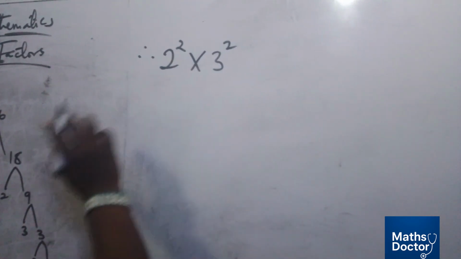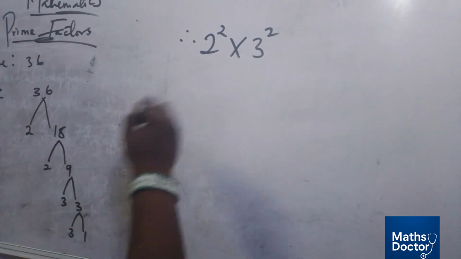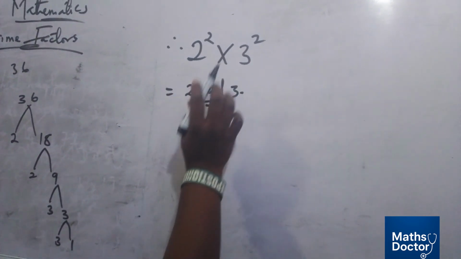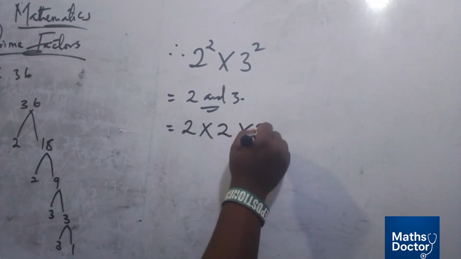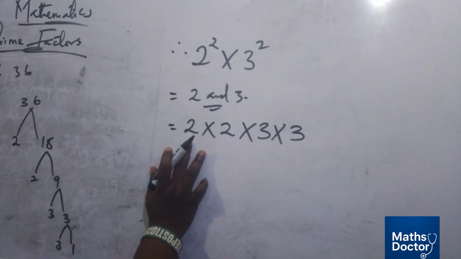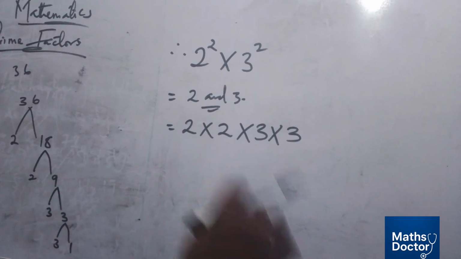So, looking at this now, the prime factors of 36 are going to be 2 and 3. Or better still, we can say 2 times 2 times 3 times 3. Look at this. What are the factors of 2? Just 1 and itself. Factors of 3 are just 1 and itself.